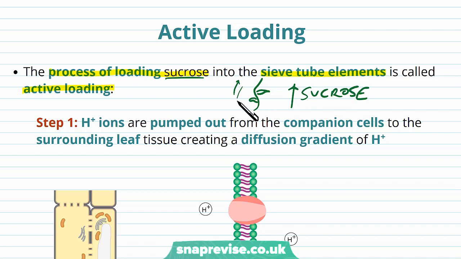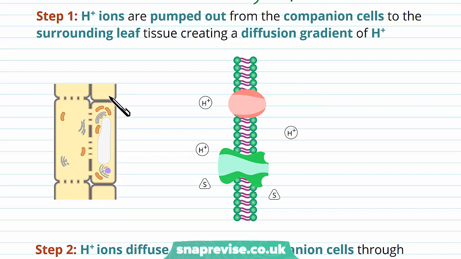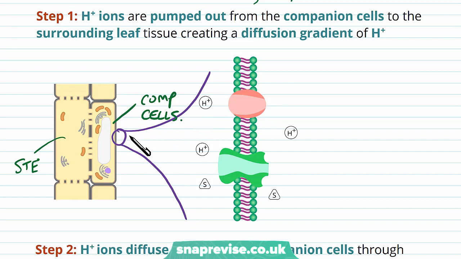So step one, what happens is we've got here a general layout of our phloem tissue. So let's just quickly label it again. So this is our sieve tube element, and then here we have our companion cells accompanying them as well. Where we're zooming in here is a section of the cell membrane of the companion cell. So we're zooming in on the cell membrane of the companion cell, and on the other side of this membrane, it's just general plant tissue. So it's just general surrounding leaf tissue. So we've got a cell membrane here. The companion cell's internal part is in here, and then this is just leaf tissue.